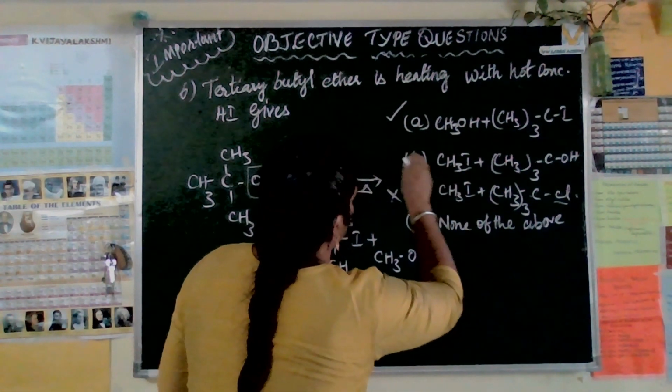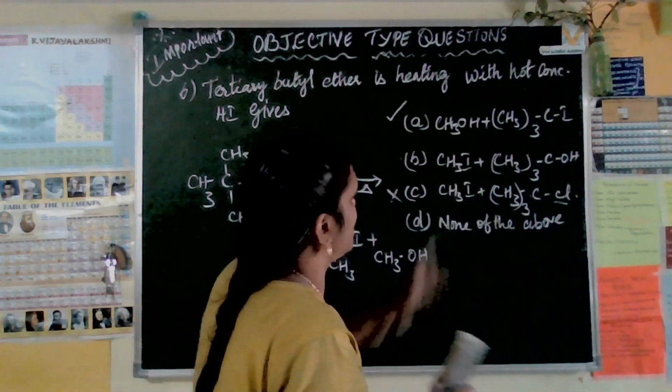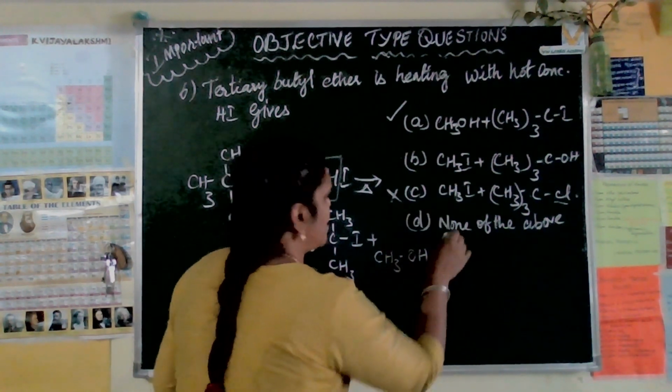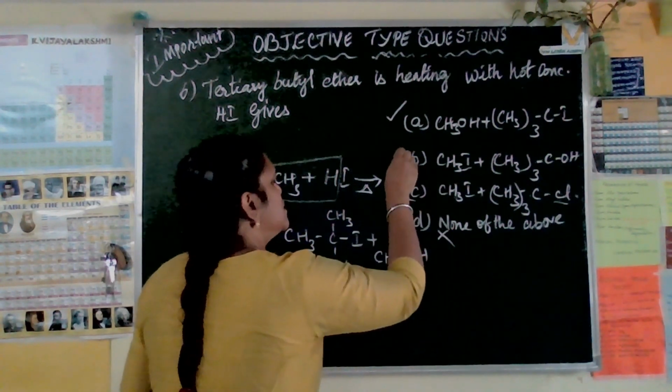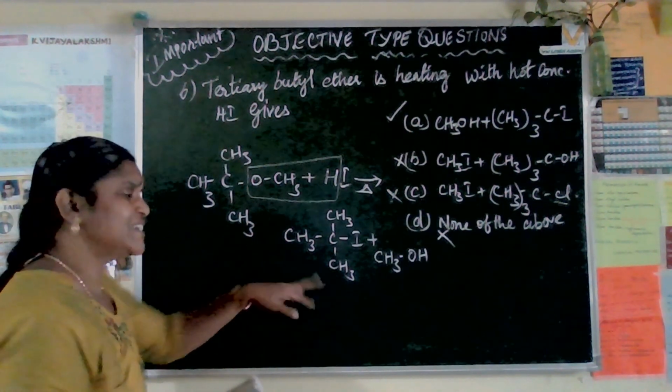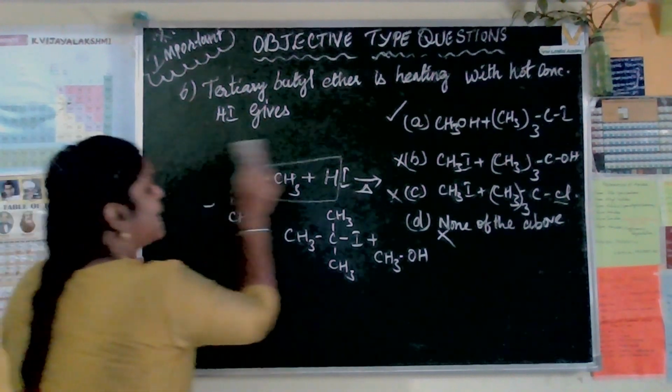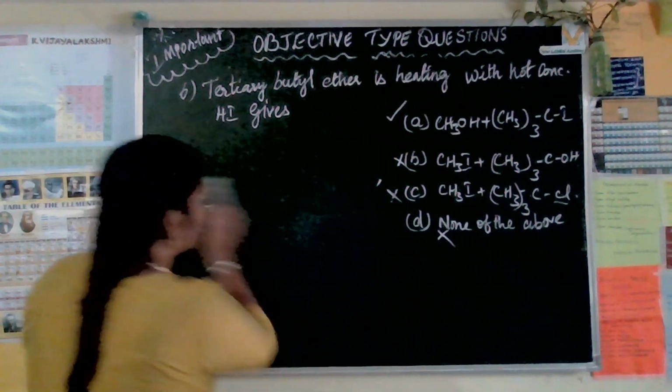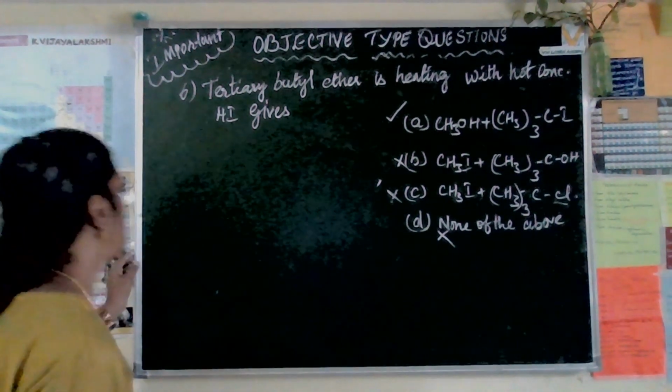And the second, option B, they just put it the other way around, and chloride, naturally, none of the above will not come. So this is A only, it is correct. B, C, D are wrong. Let us go and find out with the mechanism whether it is correct or not. Okay, mechanism.